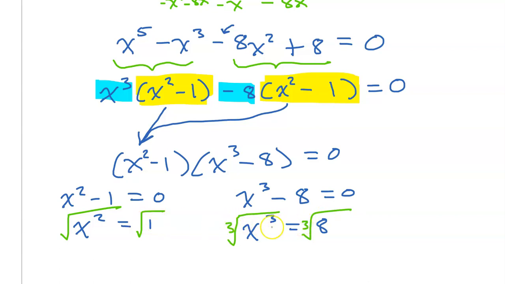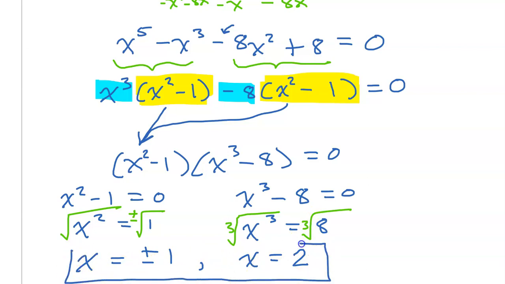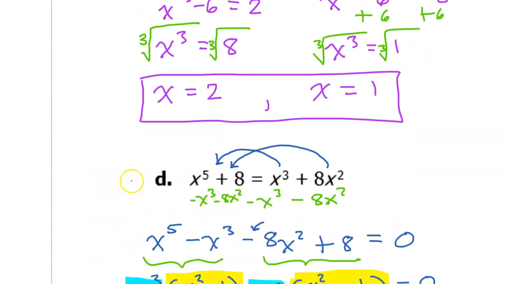All right, one of these requires a plus or minus, and one of them doesn't. Yeah. When you take the square root of both sides, that's an even root. You need a plus or minus on your solution. So here I will have x is equal to plus or minus 1. But here, there's no plus or minus, so I just get x is equal to 2. The cube root of 8 is 2. So we have three solutions: 1, negative 1, and positive 2. These are the three solutions for problem D.